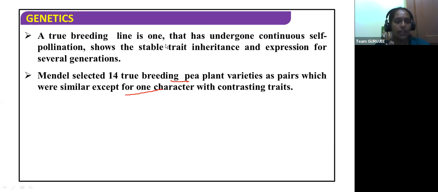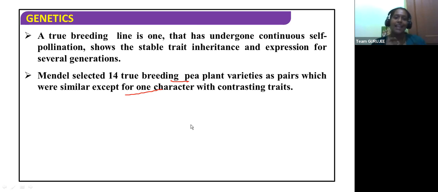So what would he have done? Mendel would not have trusted the already available plant lines. He would have continuously allowed them to self-breed, and he would have selected those plants for cross-pollination. So Mendel selected 14 true breeding pea plant varieties as pairs, which were similar except for one contrasting character.